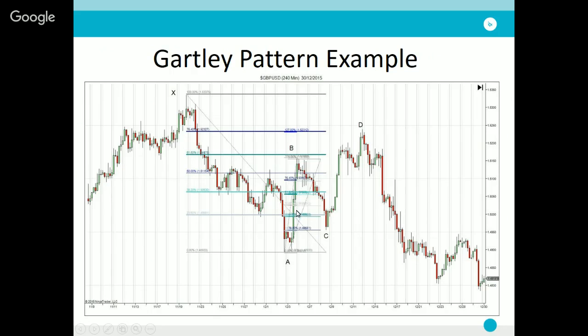Okay, so you can see here in this image that we have our initial drive in price, this bearish sell-off, which gives us our XA leg.